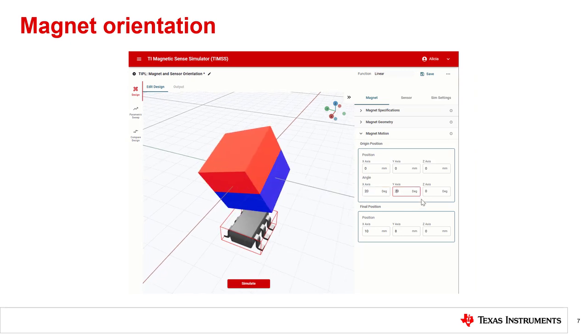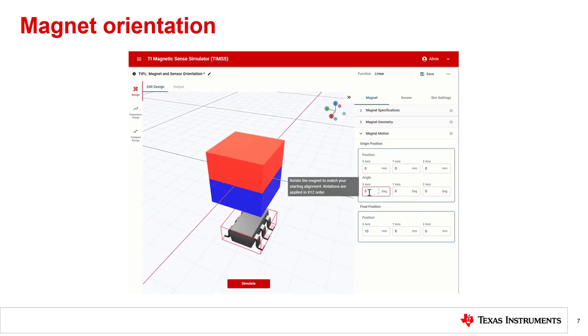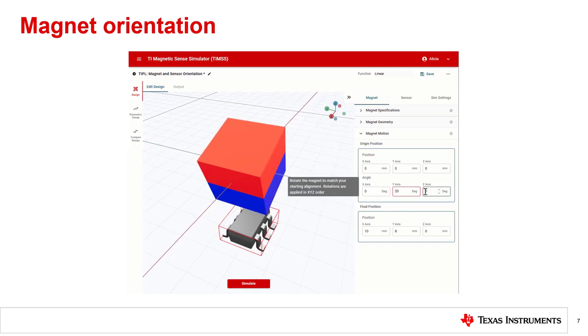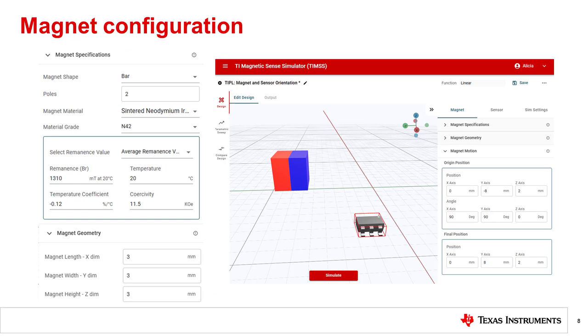Something to keep in mind when applying rotation to more than one axis is that the rotation will be applied in XYZ order, regardless of which order the rotation is applied. As shown in this video, you can see how regardless of the order in which the rotation is applied to the axis, the end result is always the same. For the purpose of this video, I will be using the following magnet configurations.